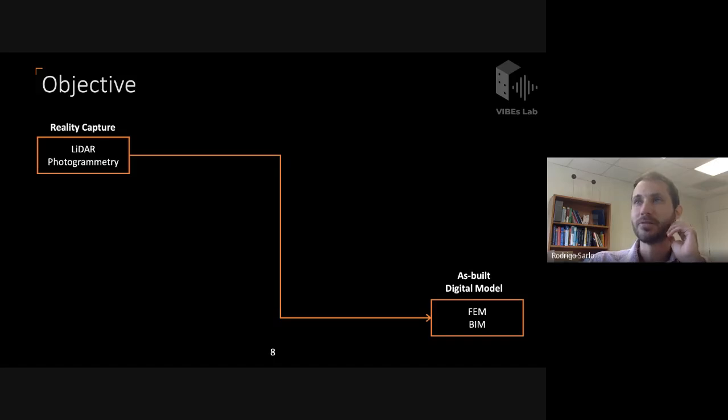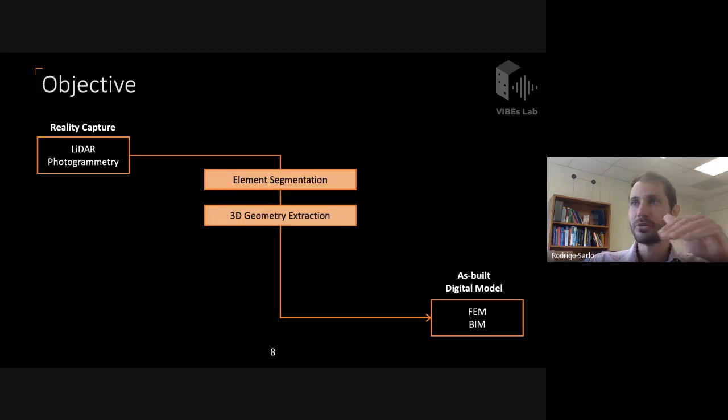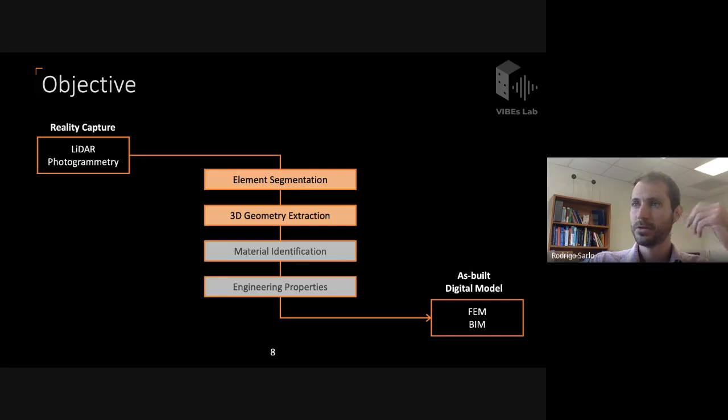And so our objective in general is to use reality capture techniques like LiDAR and photogrammetry to get all the way to an as-built digital model. And that could be a finite element model, it could be a building information model. And there are a few steps in that path. The first two steps are segmenting structural elements from the overall point cloud that may include a lot of stuff we're not interested in, and then doing 3D geometry extraction, so extracting basically functions that define how those elements are organized. And then there's two other steps.